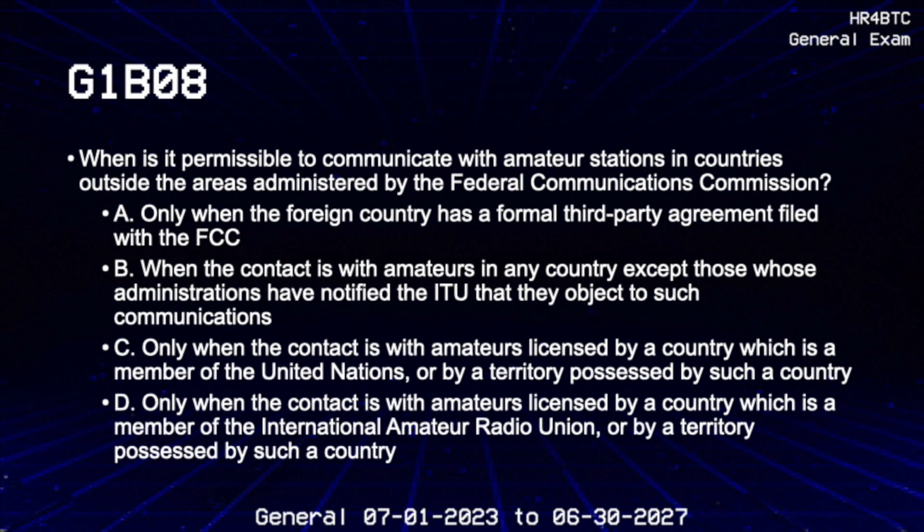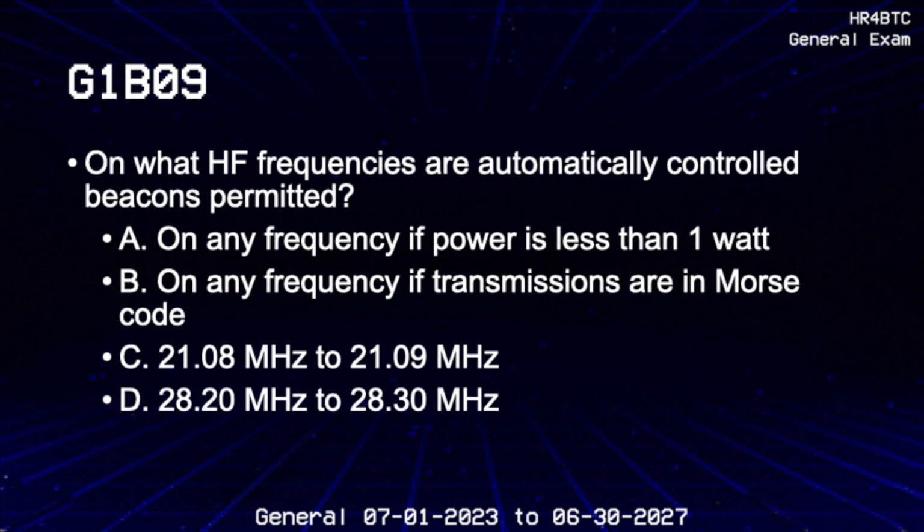When is it permissible to communicate with amateur stations in countries outside the areas administered by the Federal Communications Commission? When the contact is with amateurs in any country except those whose administrations have notified the ITU that they object to such communications. On what HF frequencies are automatically controlled beacons permitted? 28.20 MHz to 28.30 MHz.